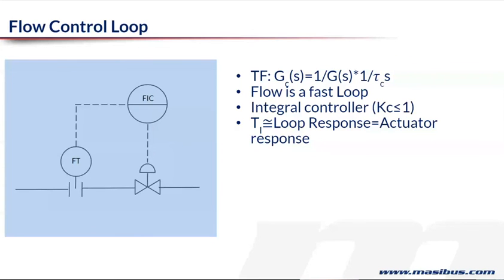You don't have to worry much about anything else. D is 0, P band or gain of 1 or P band of 100%, and Ti equal to the loop response.